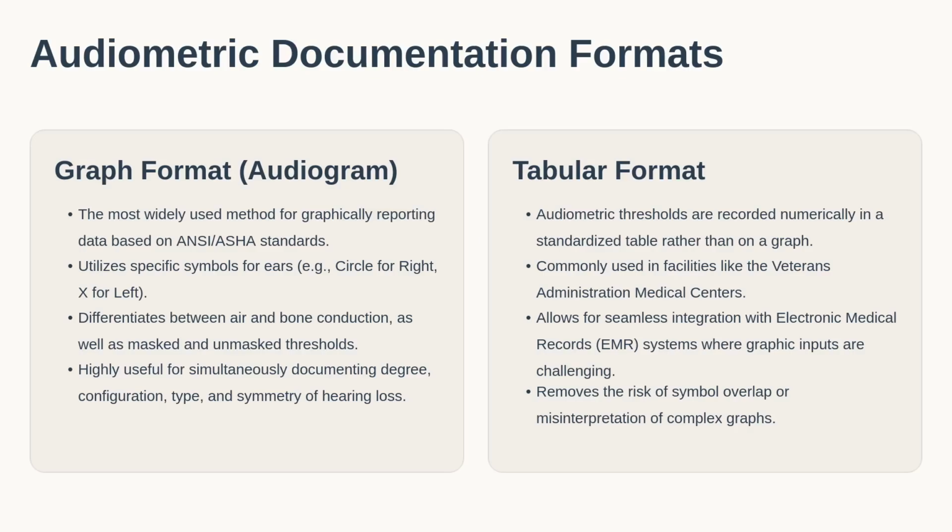Ultimately, technology shouldn't dictate your care, but you should choose the format that communicates most clearly for your specific clinical environment. So the benefit of the graphical format is it's the most widely used for reporting based on ANSI and ASHA standards, utilizing standardized symbols, circles for the right ear, X's for the left ear, differentiating air and bone conduction, as well as masked and unmasked thresholds visually. Highly useful for simultaneously documenting degree, configuration type, and symmetry of loss. But the tabular format integrates better with databases and EMR systems, and it removes the risk of symbol overlap and misinterpretation of complex graphs.